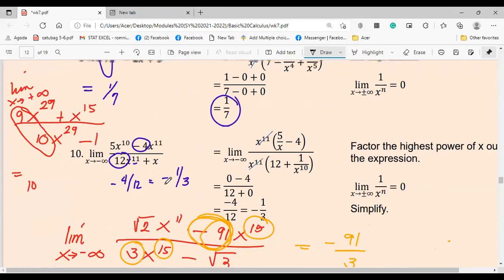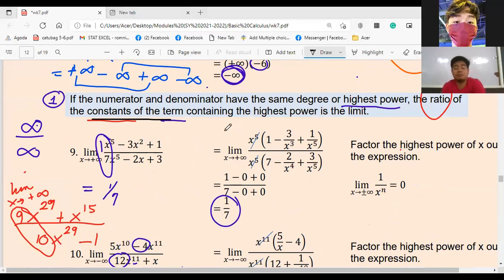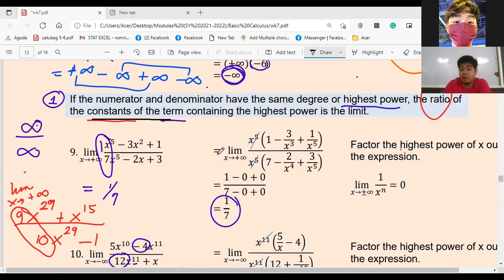Okay, balikan natin yung una. Anong sabi ng una? Kapag ang numerator at denominator ay pareho, kunin mo lang daw ang ratio ng numerical coefficient. The constants of the term, we call them the numerical coefficients, class. As we go back to the basic terminologies that you have back in junior high school, numerical coefficient, literal coefficient, something like that. Parang bumalik lang tayo doon. Pero the constants of the term meaning the numerical coefficient. And yun ang sabi ng first rule, no? Pag pareho sila, ratio ng kanyang constant numerical coefficient.